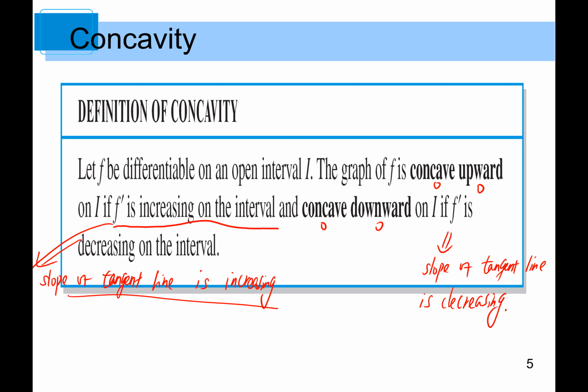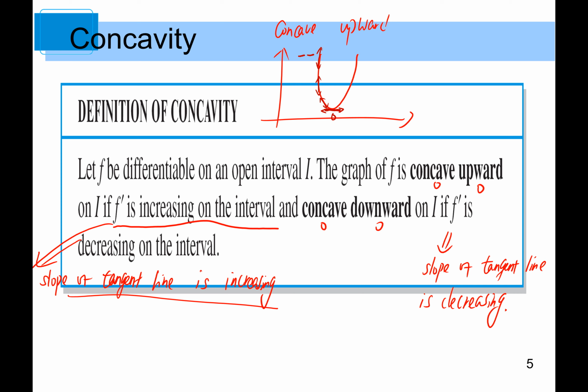Let's take a look at how we interpret this. Let me show you. This is concave upward, a typical case of concave upward. As you can see, if you draw the tangent line, you start with a very small negative number, then keep getting bigger until we reach 0. We have a horizontal tangent here whose slope is 0.